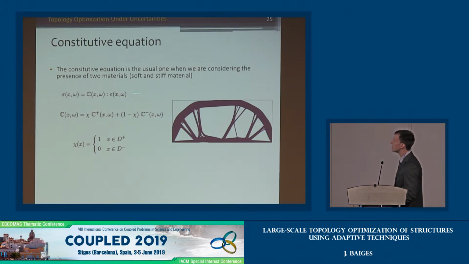So in our constitutive equation, which is the usual one, these are the stresses, which are represented as the constitutive tensor times the strains. This constitutive tensor is going to be computed as a linear combination of the stiff material constitutive tensor plus the soft material constitutive tensor, weighted by this density function here, which is going to be 1 in the stiff material area and 0 in the soft material area.